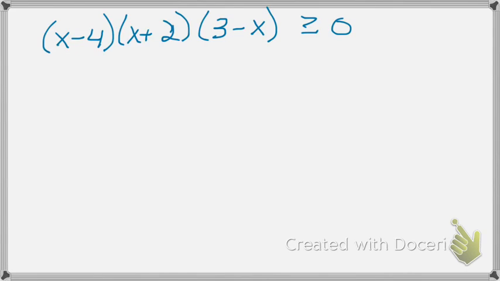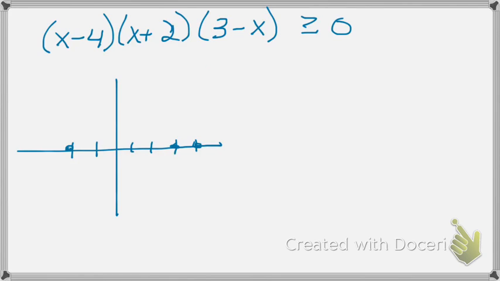So if it's greater than or equal to, once again, that means I want to know where it is above the x-axis or on. So it's above or on. You're going to have the intercepts negative 2, positive 3, and positive 4. Do I have any bouncers? Nope, no even powers.